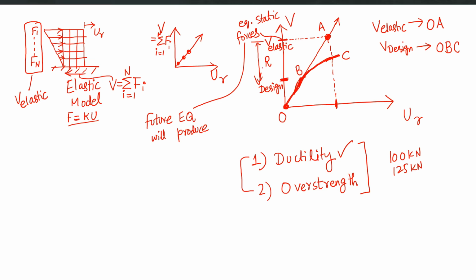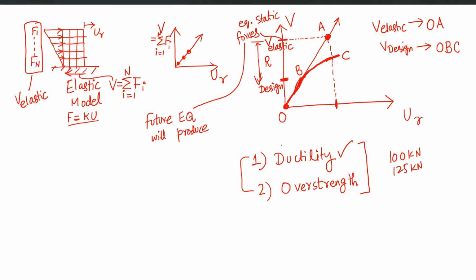So an R value of 2 means that we are designing our structure on half of the forces which are required for our structure to remain elastic during the design earthquake. So an R value of 3 means that we are designing our structure on 1/3 of the forces which are required for our structure to remain elastic. So this is the concept of R factor.